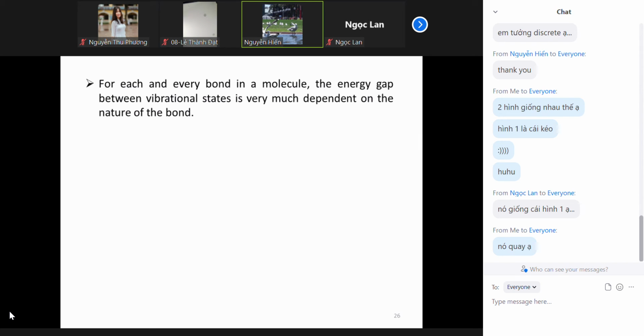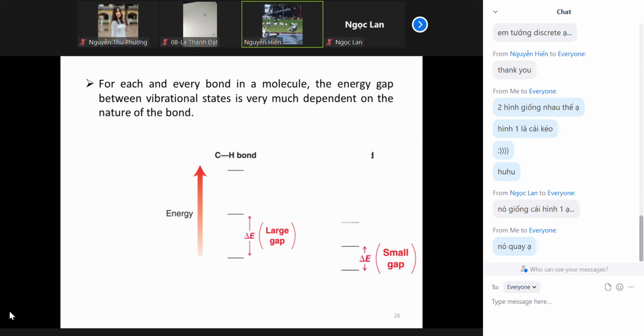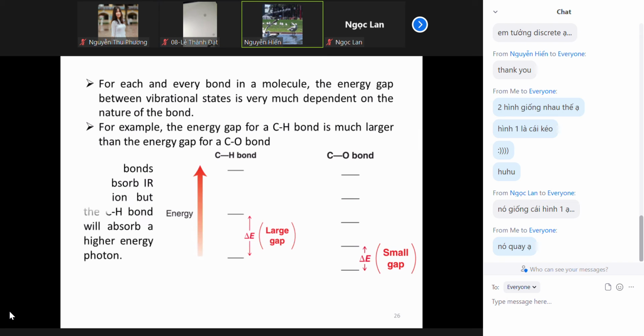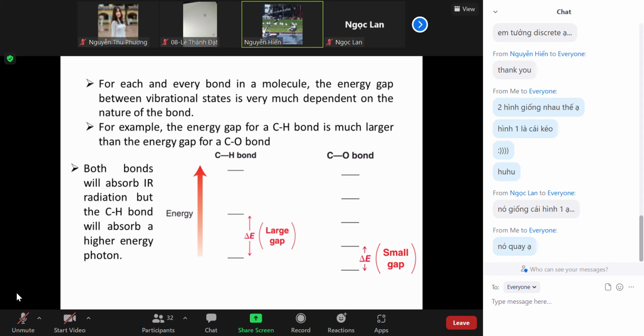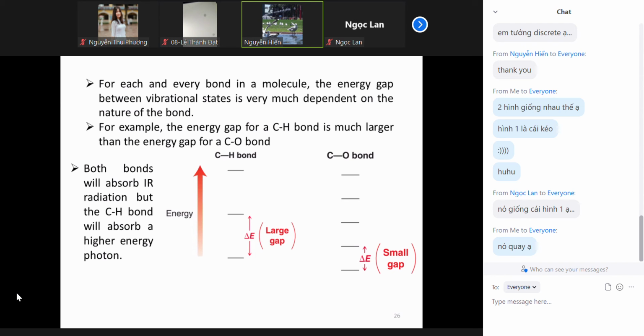So for each kind of bond, the energy gap between the vibrational states depends on the nature of the bond. For example, the vibrational states of the CH bond have a large energy gap, yeah? And the CO bond may have a smaller energy gap between different vibrational states. Both CH and CO bonds will absorb infrared radiation, or absorb light in the infrared region, but the CH bond will absorb higher energy photons than the CO bonds do.